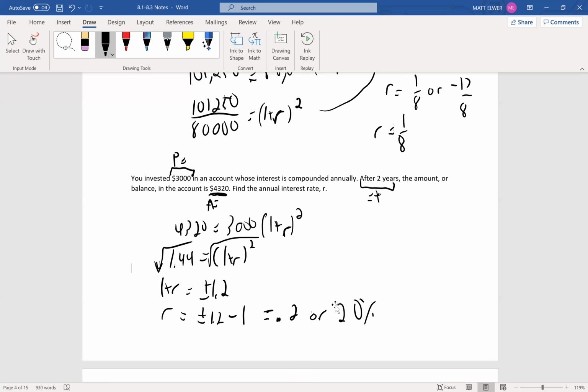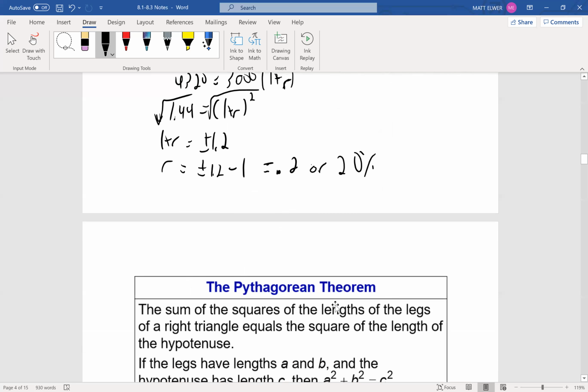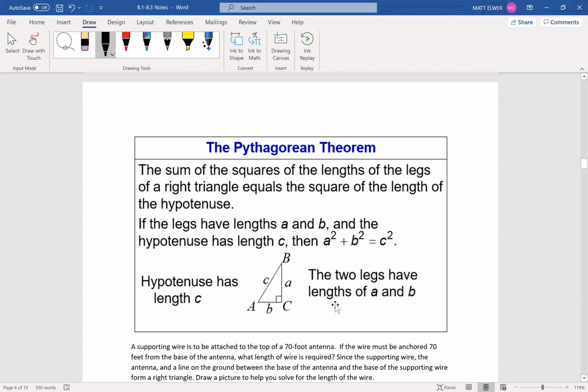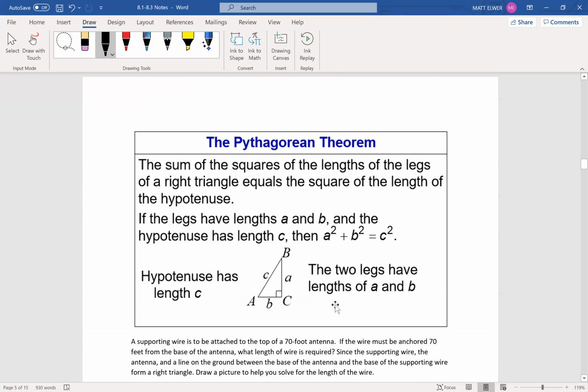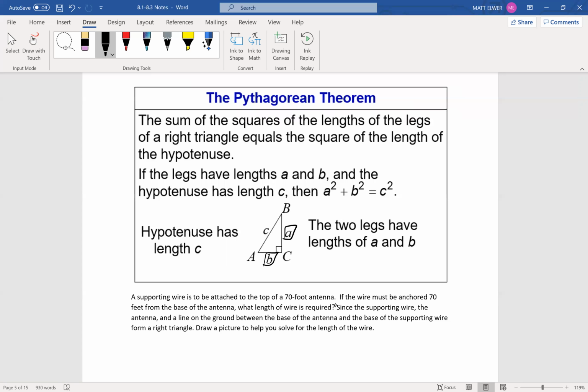So the next thing that we're going to do here, we're going to talk about the Pythagorean theorem. Hopefully it's pretty familiar. The Pythagorean theorem just says that if we have a right angle, the square of the sides A and B is equal to the square of the hypotenuse. So the sum of the squares of the lengths of the legs of a right triangle is equal to the square of the length of the hypotenuse. So stuff that we've seen before, not a problem. But now we're going to apply it here.